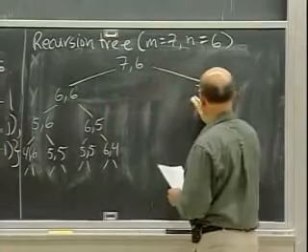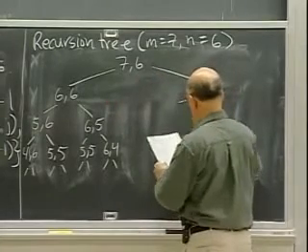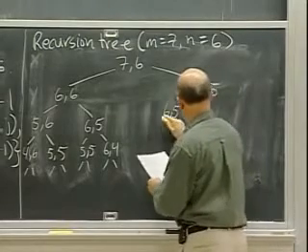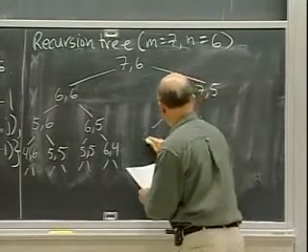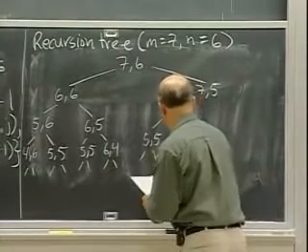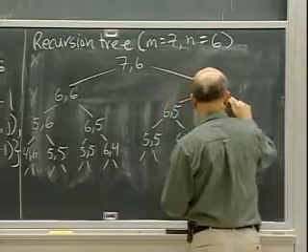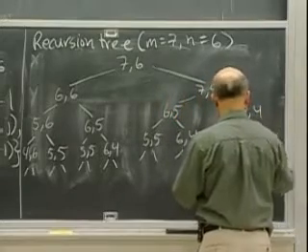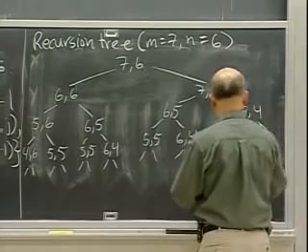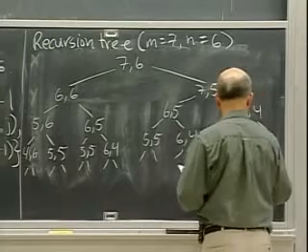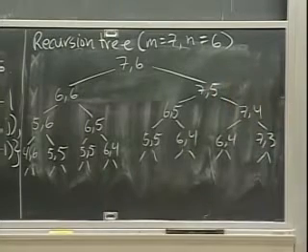Okay. Over here, I'm going to decrement the first index, 6, 5. I get 5, 5, 6, 4. And these guys keep going down. And over here, I get 7, 4. And then we get 6, 4, 7, 3. And those keep going down. So we keep just building this tree out.